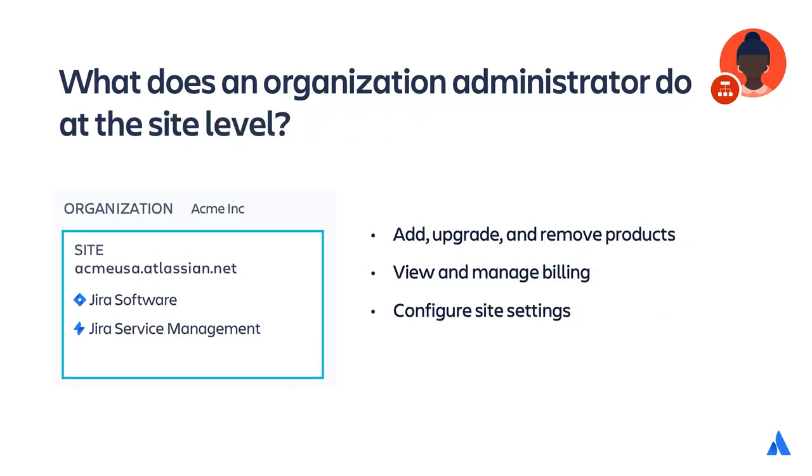At the site level, the organization administrator can add new products, upgrade products, and remove any products on each of their sites as needed. They can also view and manage billing details and configure site settings such as site access, storage allowance, and connected apps. The organization administrator has access to all products as a user and an administrator. This is a very powerful role with a lot of responsibility.